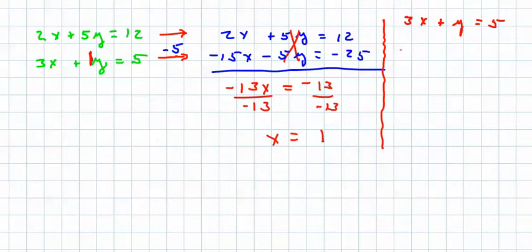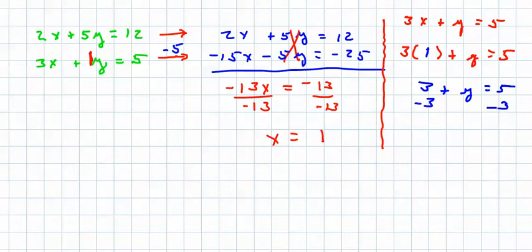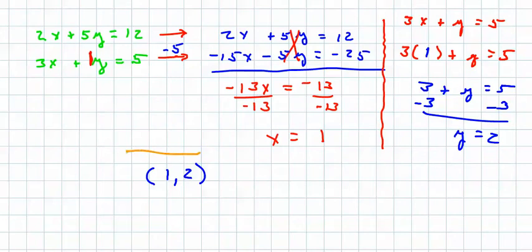So I have 3 times x, which is 1, plus y equals 5. We know that x is 1. So we have 3 plus y equals 5, minus 3, and we end up with y equals 2. My ordered pair then is 1, 2. And we are done. Box up my answer.